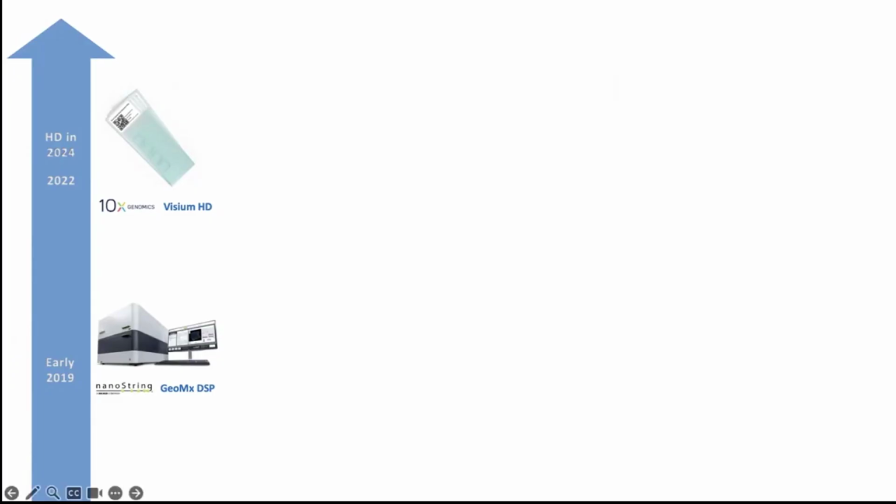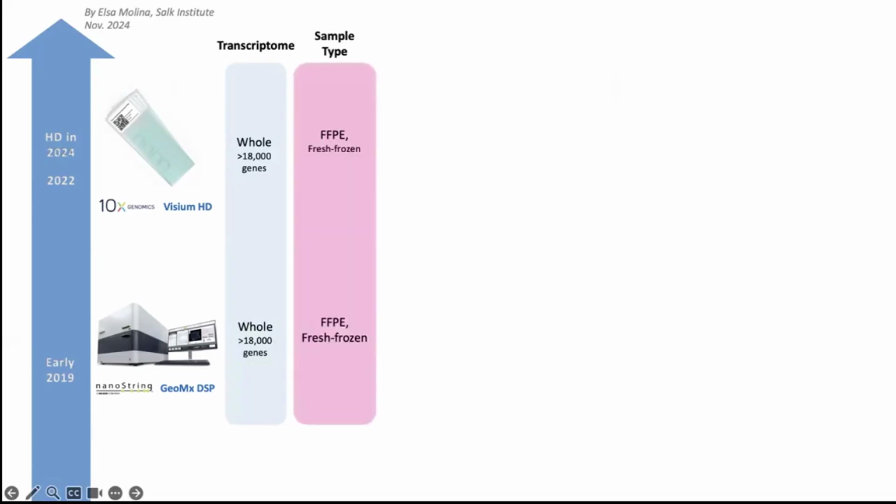So to summarize everything, I've made a table for you. I sorted first the type of phases, so it's going to provide you, of course, as we just said, the whole transcriptome, with more than 18,000 probes. What type of sample can you use? For both, you can use FFPE and fresh frozen. However, for the Visium HD, 10x recommends FFPE more than fresh frozen. The technologies, as I said previously, are different.